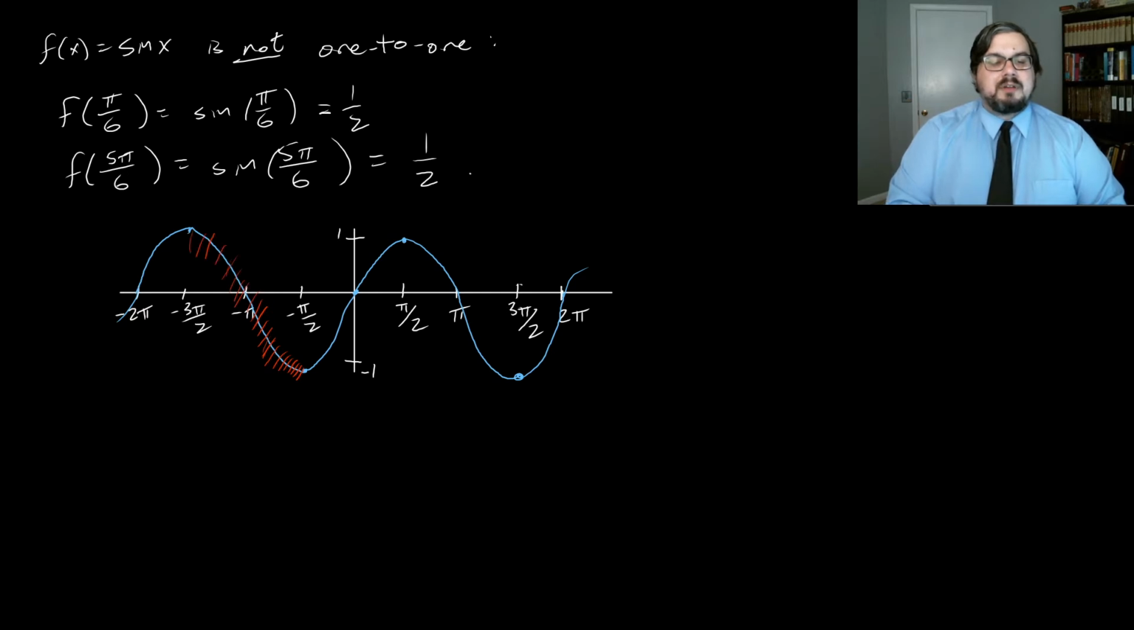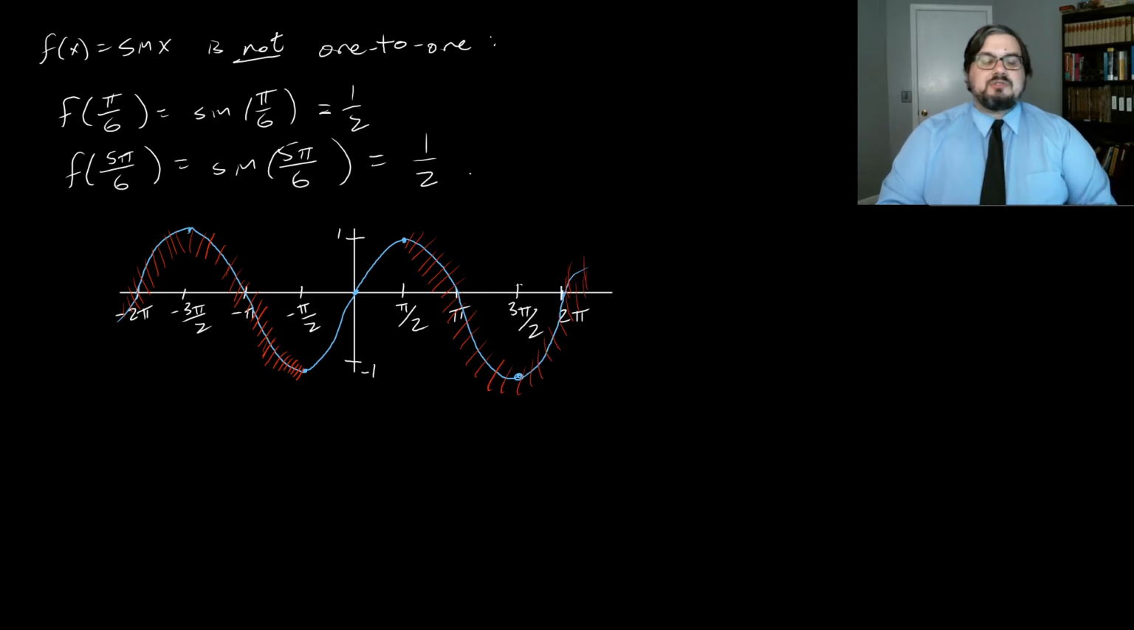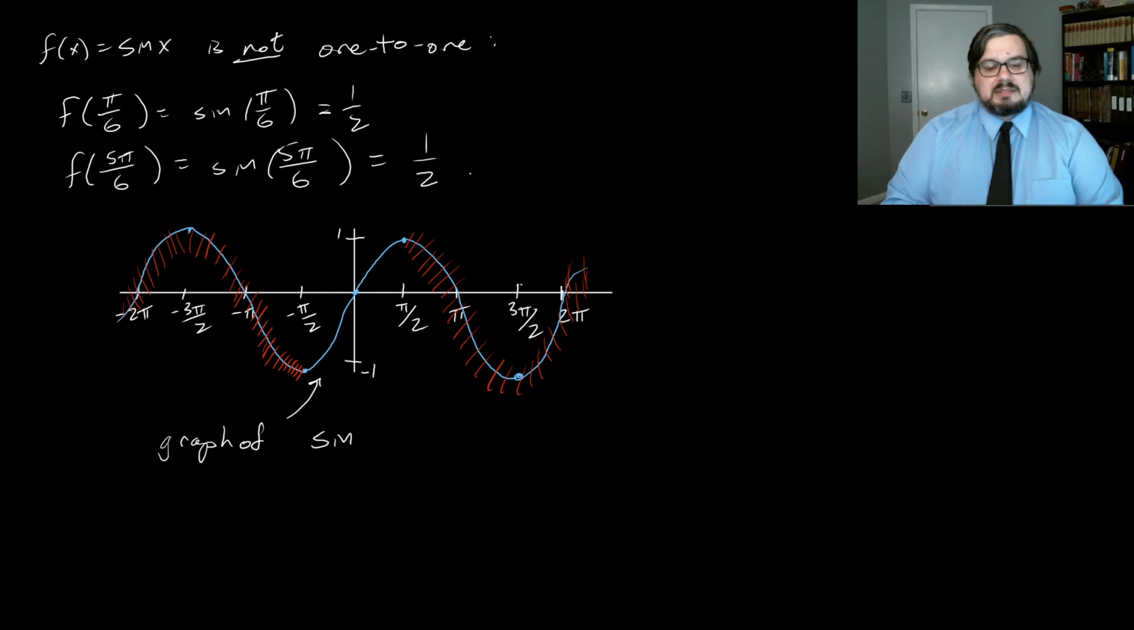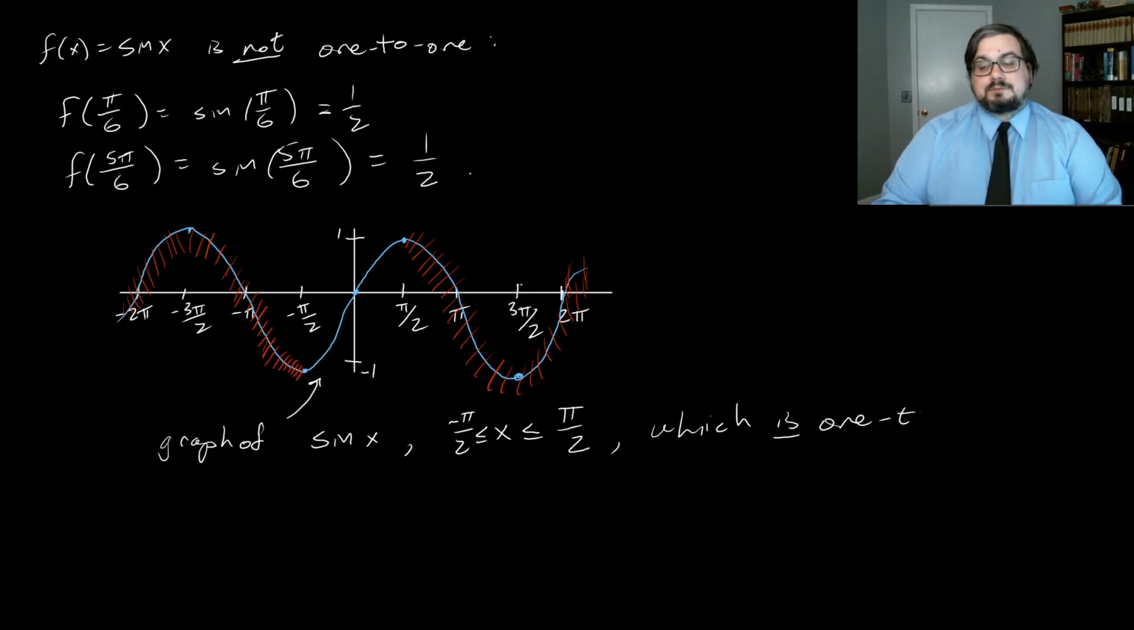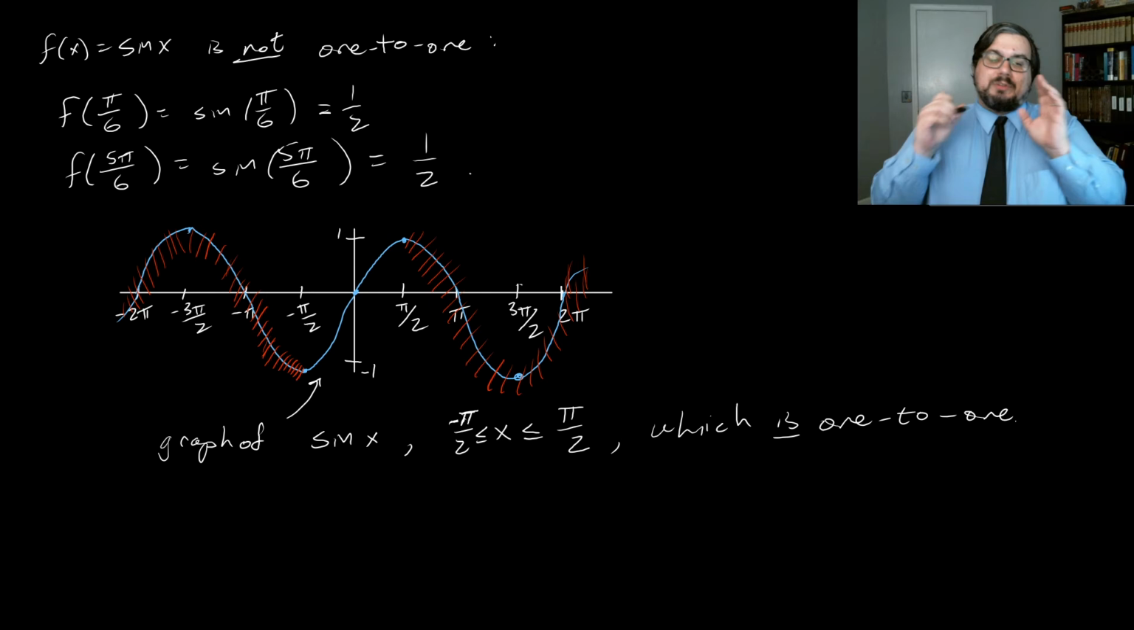So the way that we're going to do that with sine is we're going to basically ignore everything on the graph that happens to the left of -π/2. And we're going to ignore everything that happens on the graph to the right of π/2. And we're going to restrict our attention to the function sine, but only with the domain of -π/2 to π/2. So we could say that this right here is the graph of sine x with x restricted to -π/2 to π/2, which is one-to-one. So in fact, this is the function that we're going to take the inverse of. The inverse sine function is not going to be the functional inverse of the whole sine function. It's going to be the inverse of this restricted sine function.